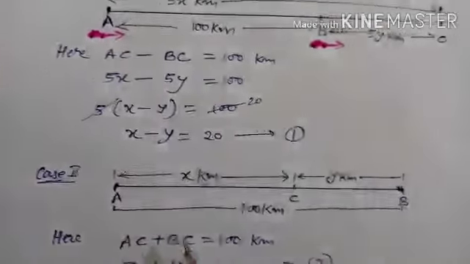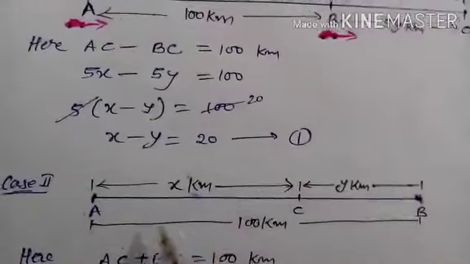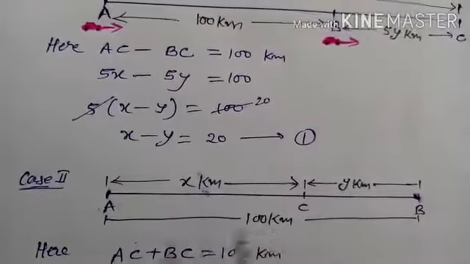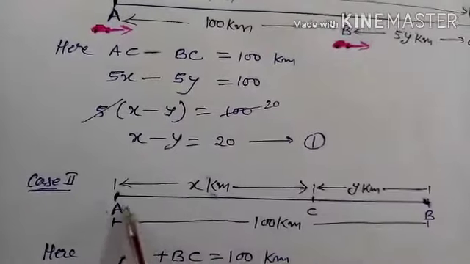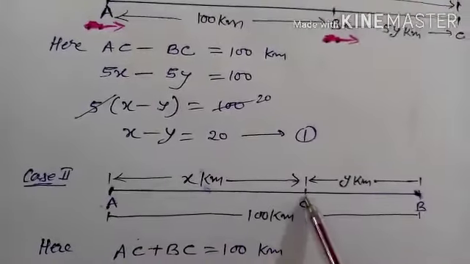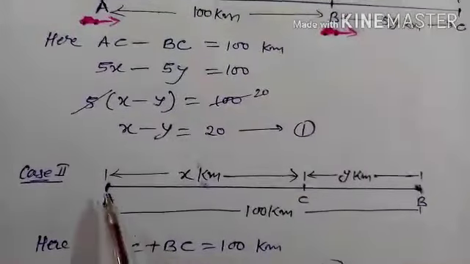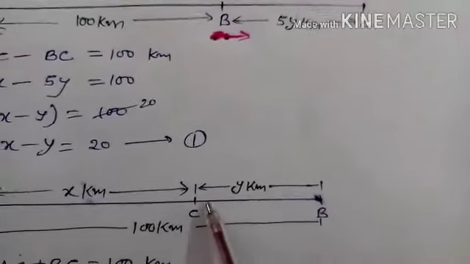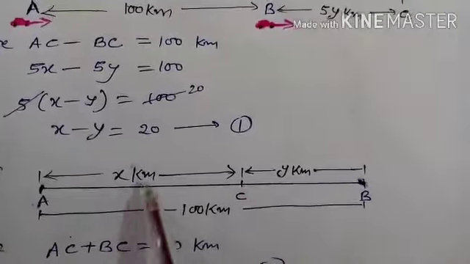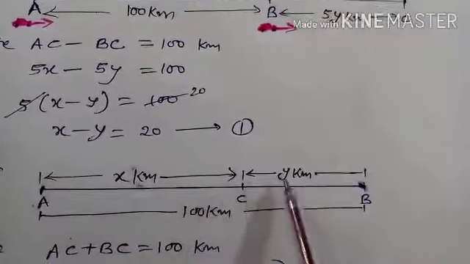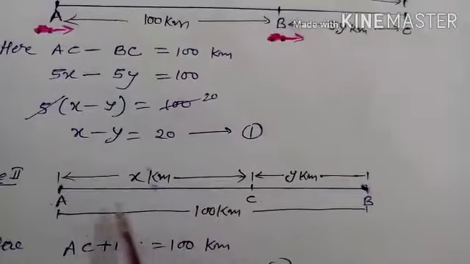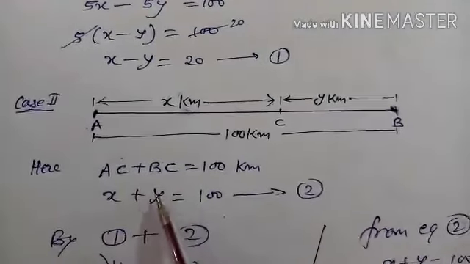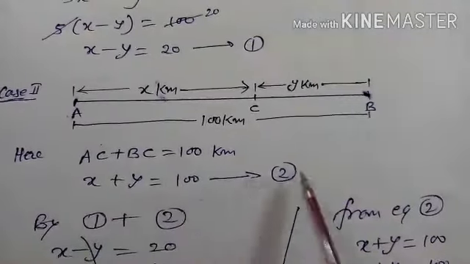Now the second condition, if they travel towards each other, suppose this is place A and this is place B and the total distance is 100 km, if they travel towards each other then they will meet in 1 hour. In 1 hour car A travels x km and car B travels y km, and their sum, x km plus y km, is total 100. It means AC plus BC is total 100. AC means x, BC means y, so x plus y is 100.